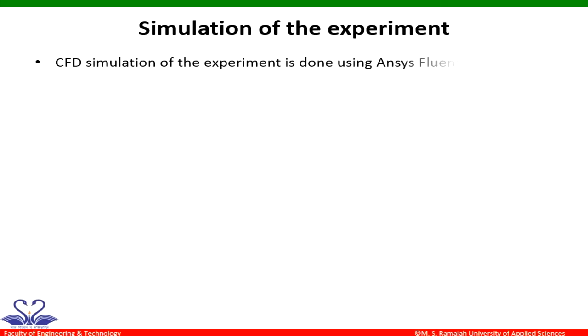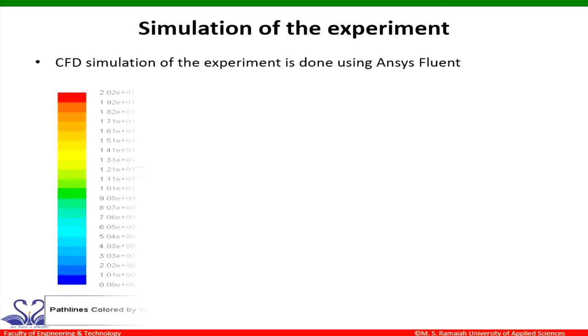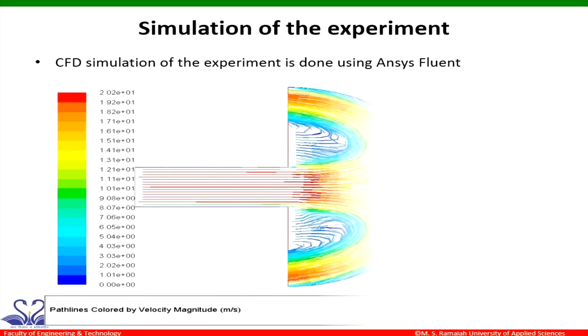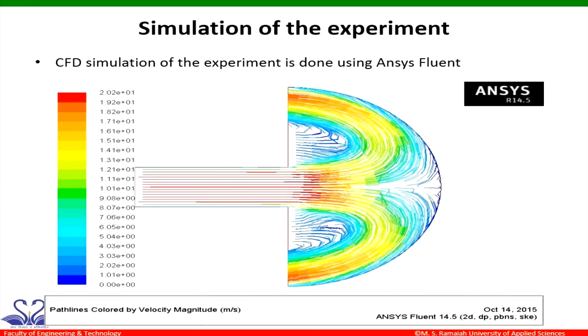A CFD simulation of the setup was made in ANSYS Fluent and solved. The velocity pathline plot shows the velocity of the fluid impacting the vane. The initial velocity is found to be around 20 meters per second, and we can observe the fluid being diverted out of the vane. This indicates that not all of the energy is converted into the force of impact.